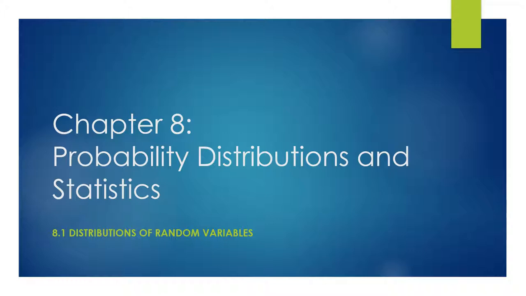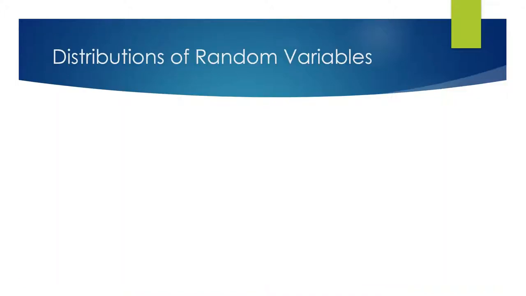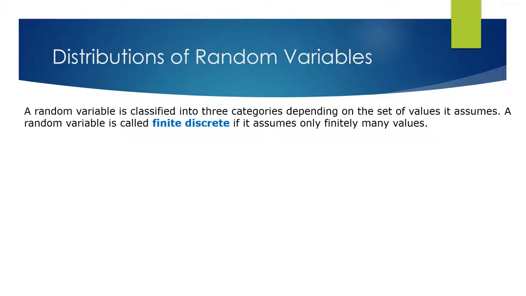We're basically just going to look at different probability distributions given certain circumstances and how to find means and standard deviations and other basic statistics from that. So as we get to 8.1, we're going to look at distributions of random variables. So basically, a random variable is classified into three categories depending on the set of values it assumes.